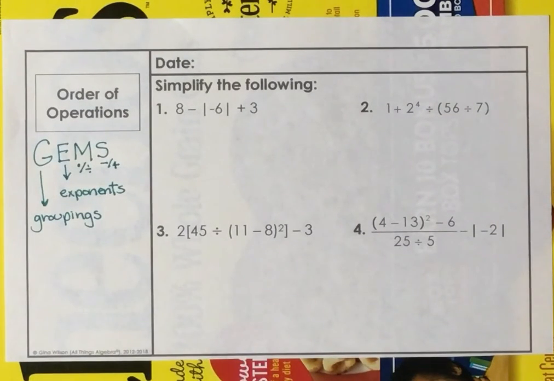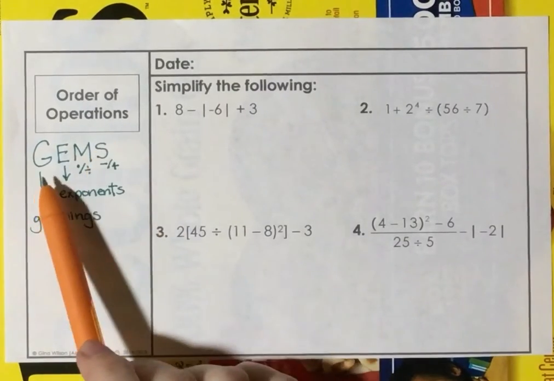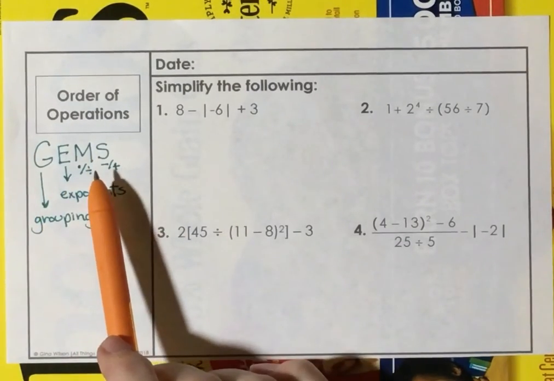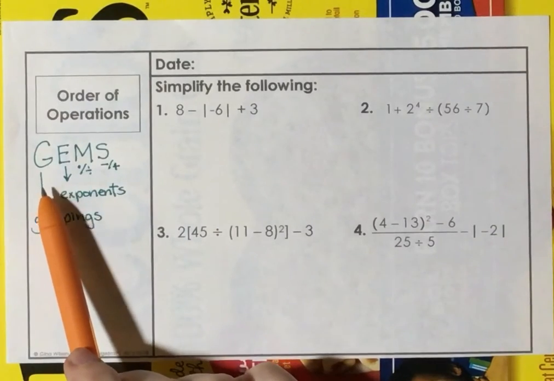Everyone, here we are with order of operations. We're just going to do a few examples so you can have those in your notes to look back on. So with order of operations, you want to remember we're going to use GEMS, which is the same as PEMDAS, but I just prefer GEMS.